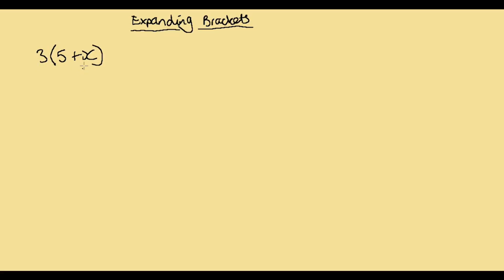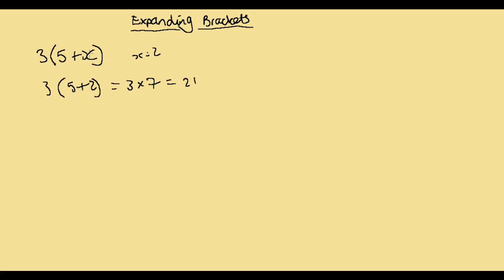Well, ordinarily, if we knew what the value of x was, we'd just add the 5 to it. So for instance, let's say x was a 2, this would end up being 3 times by 5 plus a 2. And that's nice and easy because 5 plus 2 is 7. So that's almost like saying 3 times 7. In fact, it's exactly like saying that, and the answer would be 21.